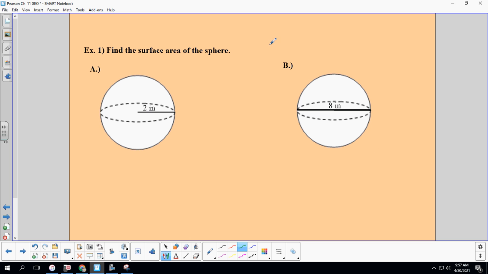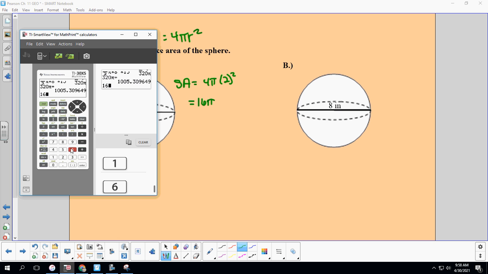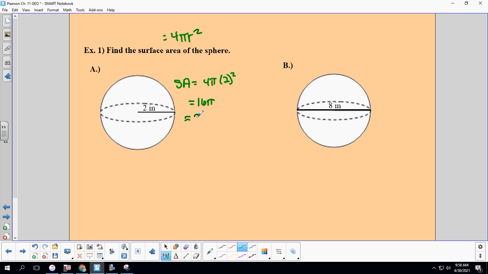Okay, let's see how we apply that. We're going to find the surface area of the sphere. Let's remember that the formula is 4 pi r squared. Not too shabby, not too difficult. So surface area is 4 pi times 2 squared. 2 times 2 is 4. 4 times 4 is 16. This is 16 pi, which is 50.3. And those are square inches.